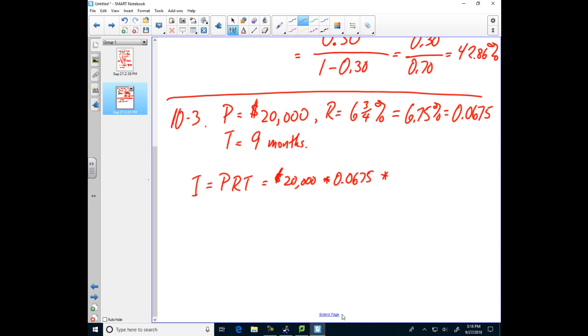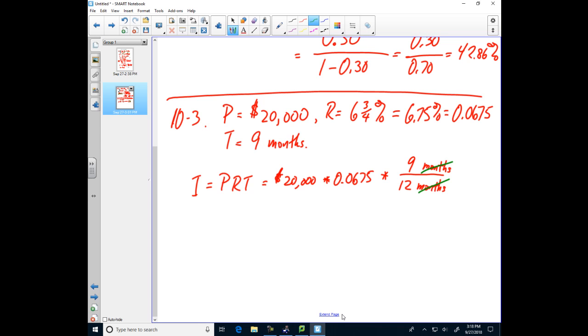So this 6.75% is for a whole year. So I need to express the time in the appropriate units that I'm given. So I'm given months, and I need to write the time out like that using 12 months as the denominator. You see, I'd write it that way so those two things cancel out. So at this point, months are gone.